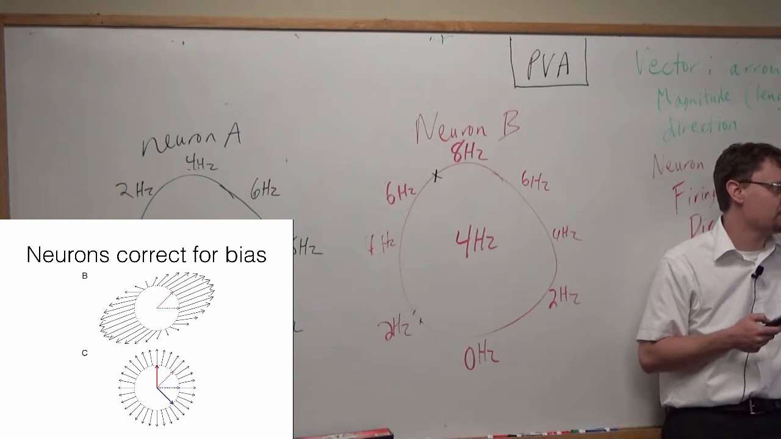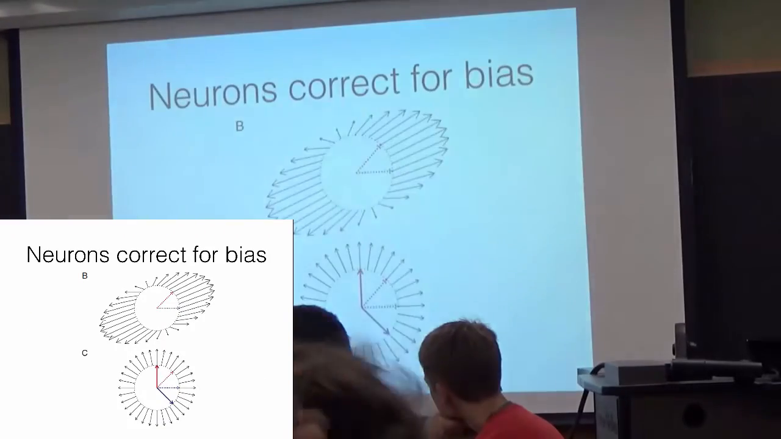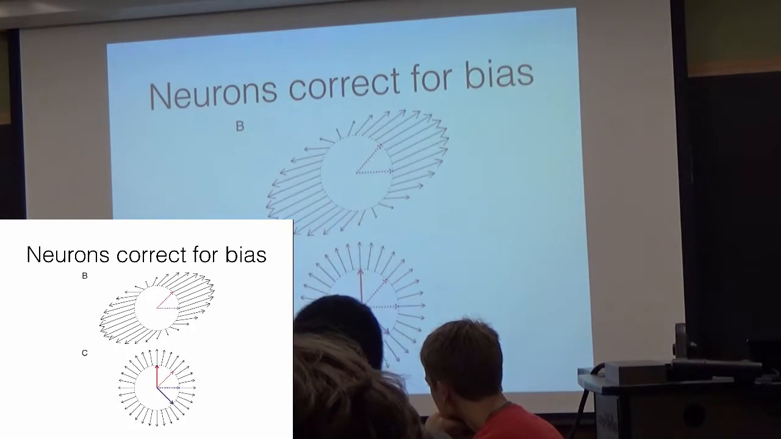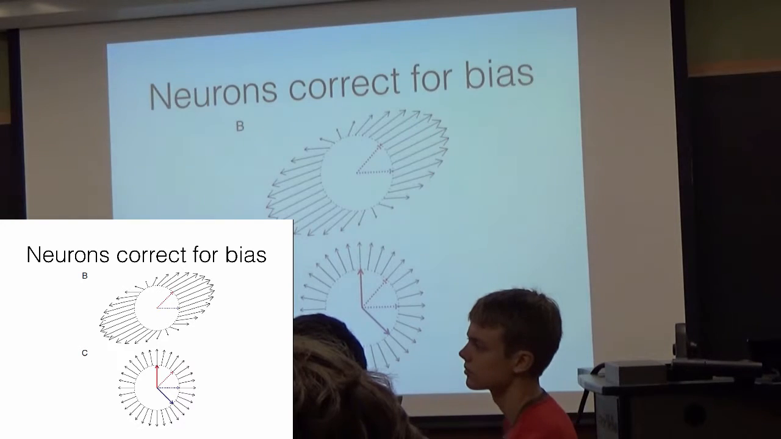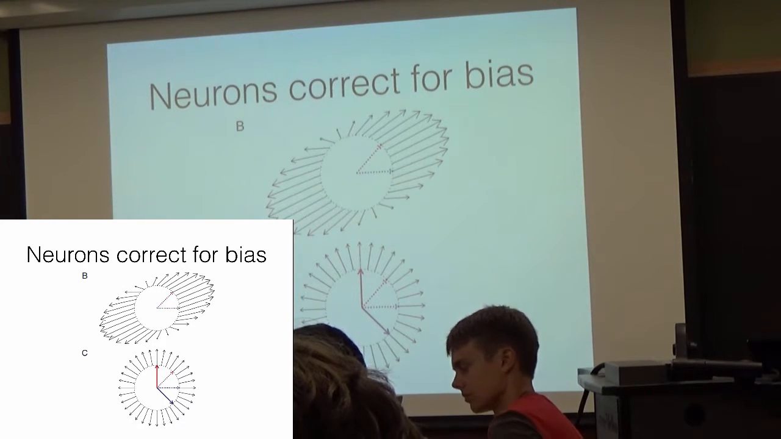So one of the papers that I posted on Blackboard describes this, has this figure in it. There's a whole other thing about bias that we're not going to go into today. We might have a little bit of time to talk about that tomorrow, but that's not necessary for the homework assignment.